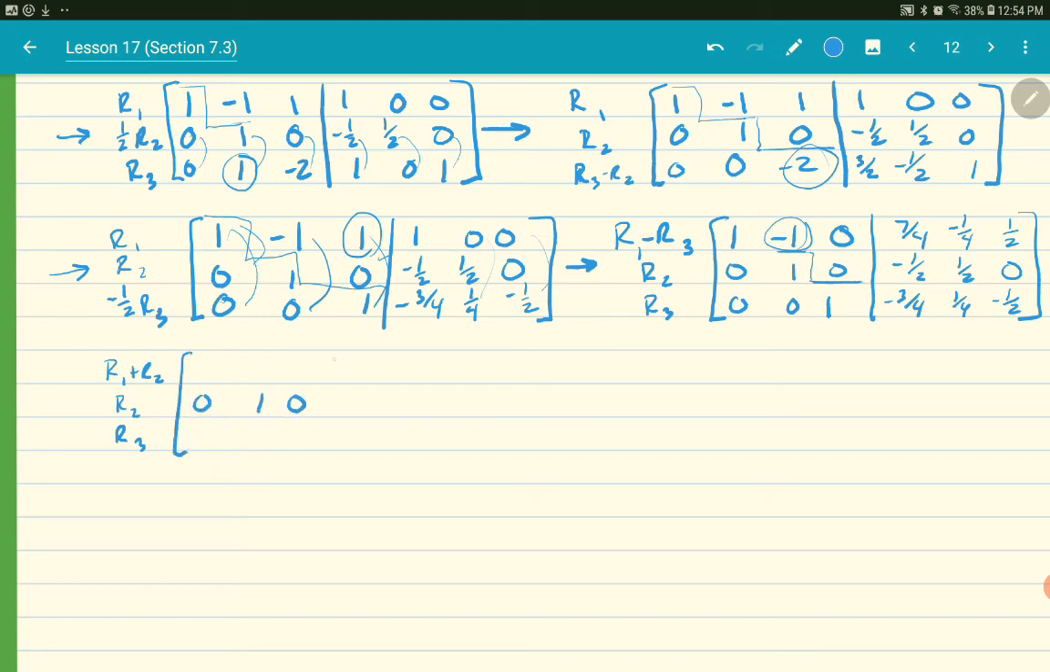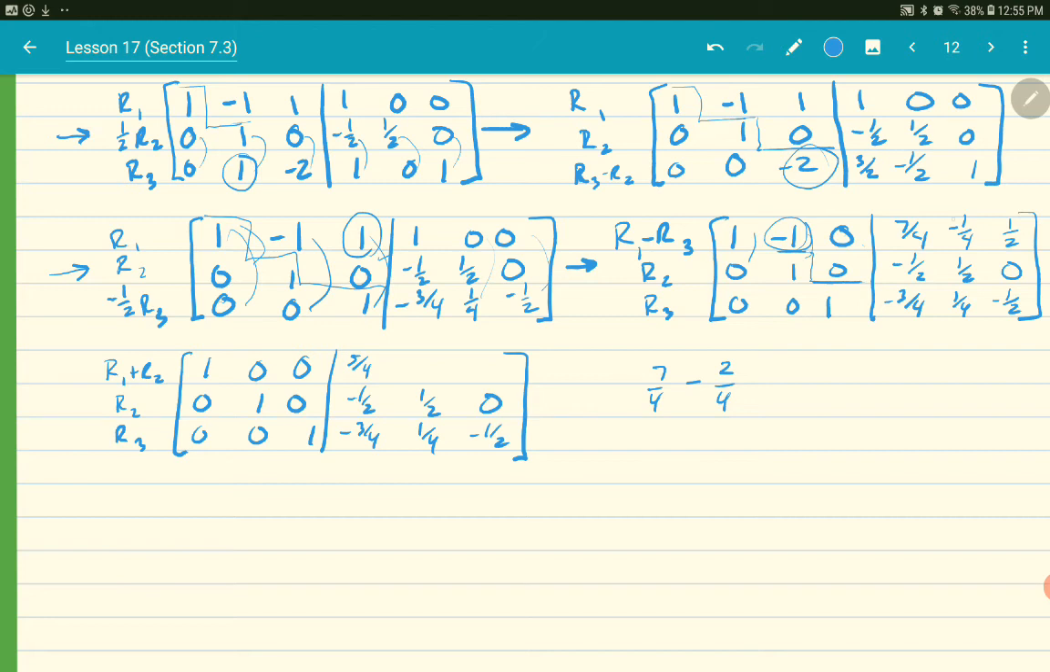So 0, 1, 0, negative 1/2, 1/2, 0, 0, 0, 1, negative 3/4, 1/4, negative 1/2. Just copying row 2 and 3. And then row 1 and 3, I'm going to add them together. So 1 plus 0, negative 1 plus 1, 0 plus 0. 7/4 plus negative 1/2. So that's 7/4 minus 2/4, getting a common denominator. That gives me 5/4.